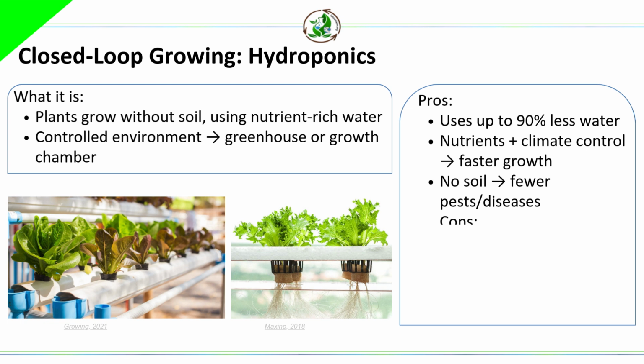However, there are also some challenges. Hydroponic systems are expensive to start. They require specific skills and maintenance. Routine care for pumps and filters is necessary to keep the system running smoothly. Overall, hydroponics is a water efficient and fast growing system, but it requires careful management and investment.